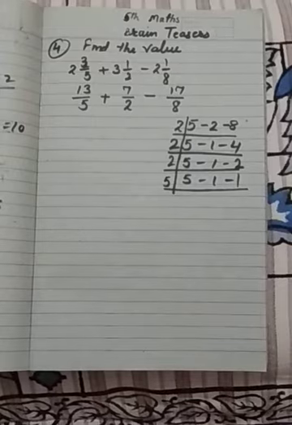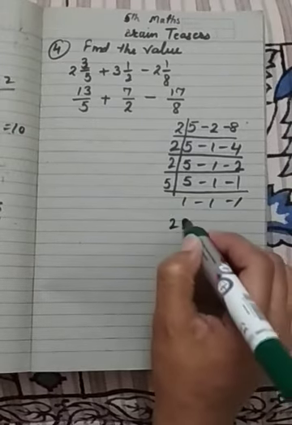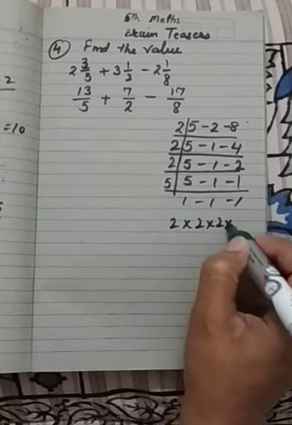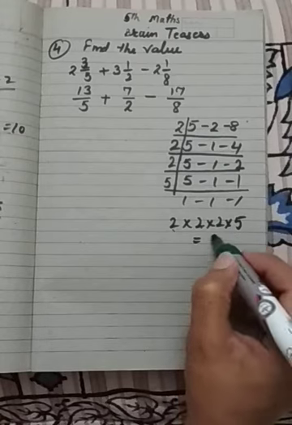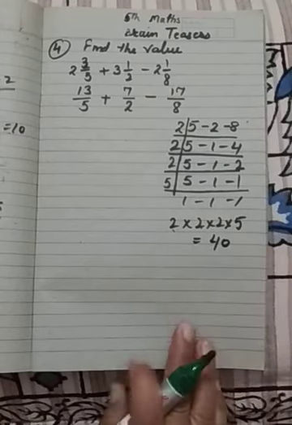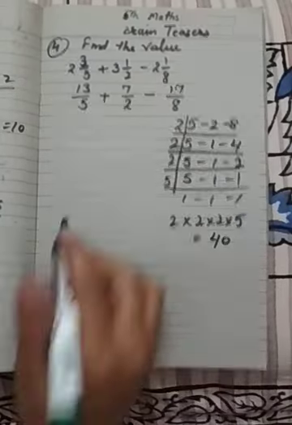Now divide it with the 5. Now 2 into 2 into 2 into 5. It means 2 2s are 4, 4 2s are 8, 8 5s are 40. LCM is 40. Now we have to convert all the denominators to 40.